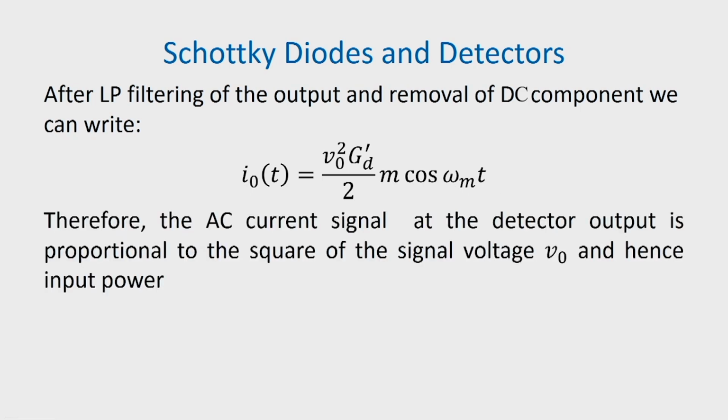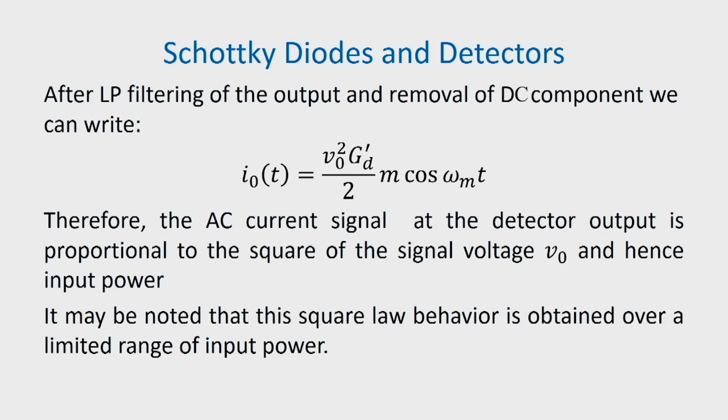So, we find that the AC current signal at the detector output is proportional to the square of the signal voltage V naught, and therefore, this current at the detector output is proportional to the input power.